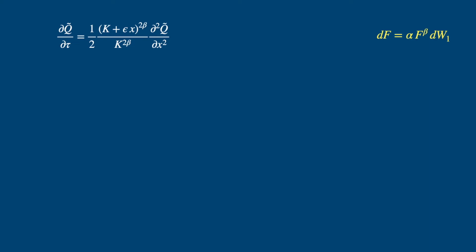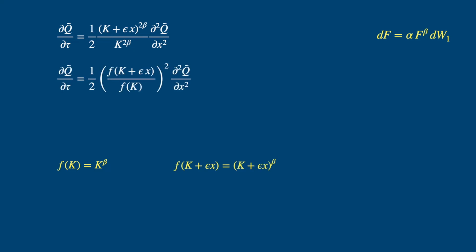We will be applying Taylor series, so best to represent it as a function f. We will take care of the square afterwards. Now in terms of the function f, we have f of k plus epsilon times x in the numerator. And think of this epsilon times x as a small value. And now recall Taylor series expansion up to the second order.